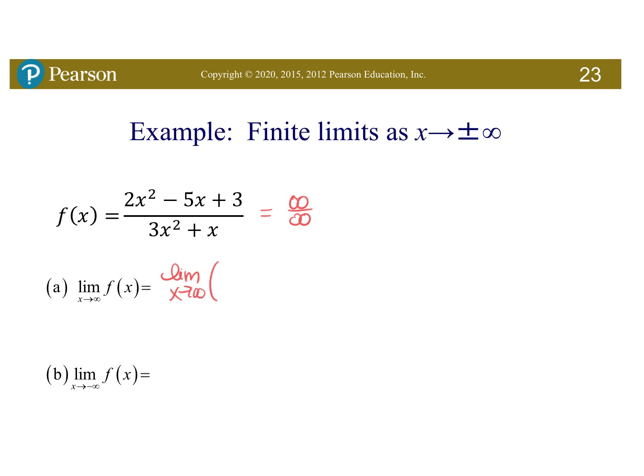So in my parentheses, I'll have 2x squared divided by x squared. I'll have 5x divided by x squared. I'll have 3 divided by x squared. I'll have 3x squared divided by x squared, and I'll have x divided by x squared. And then you simplify and see what in the world you end up with.